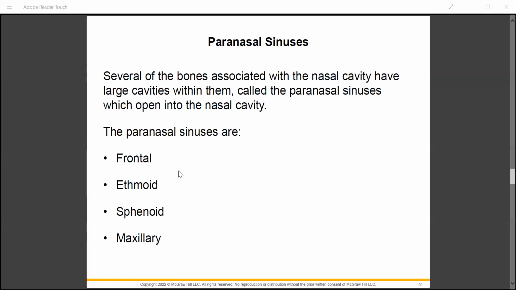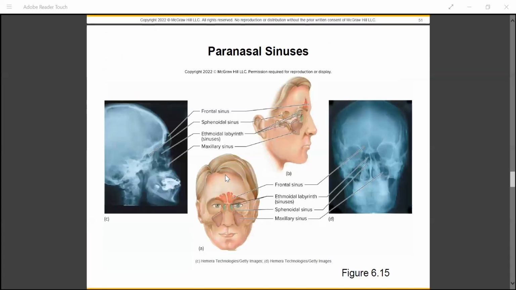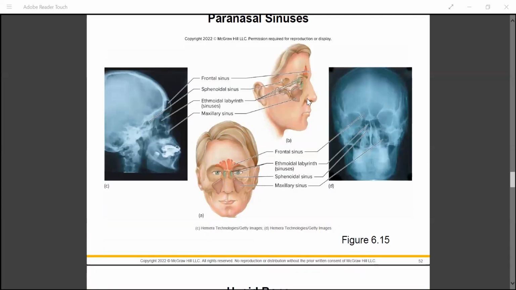So these are our paranasal sinuses. You do not need to memorize these. And this just shows you that we have these spaces or sinuses in the skull. And so on an x-ray, they don't light up as much as our bone because it's just empty space there. So you can see that as well.